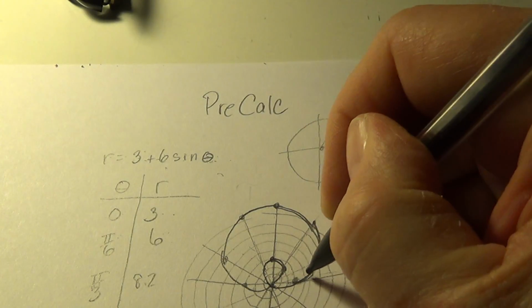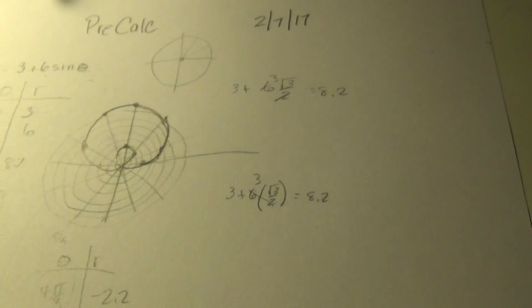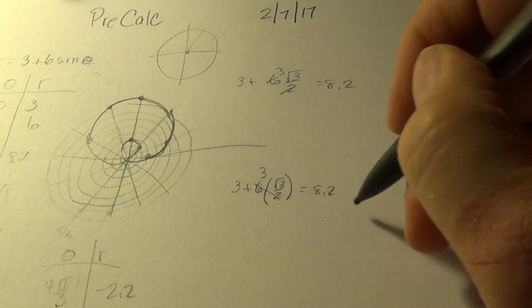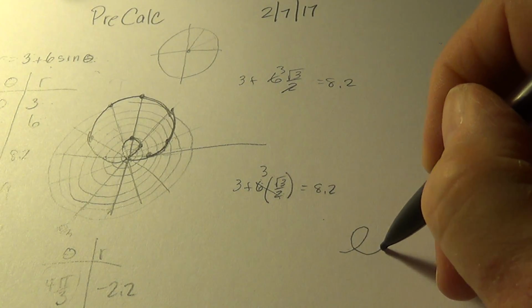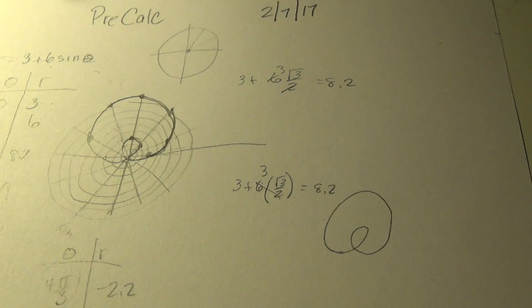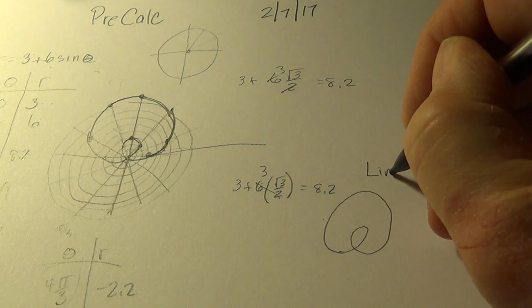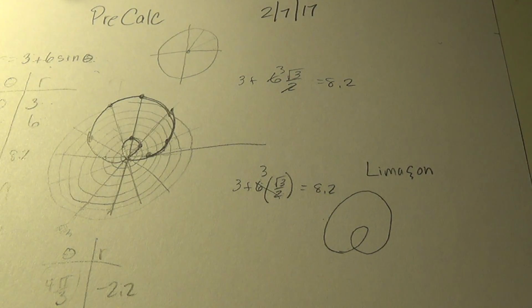All right. So you can see we have a shape that looks like this. It has an inner loop and an outer loop, like that. So that's called a limacon. And the C has that funny little mark on it. So somebody find out what that's about.